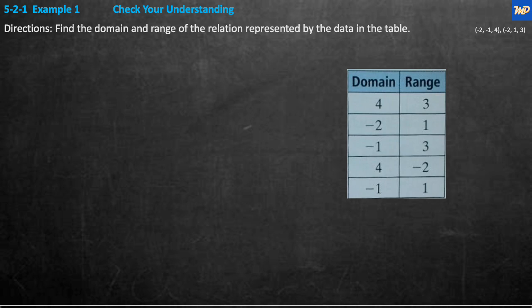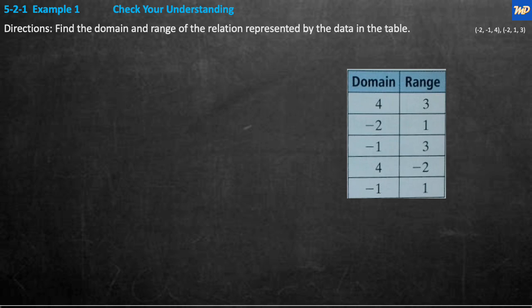Okay, I'm going to assume that you've completed that and you're back. So let's go ahead and do it. Find the domain and range of the relation represented in the data in the table. So what did it say in the previous slide? It says put them in order and do not repeat the values.